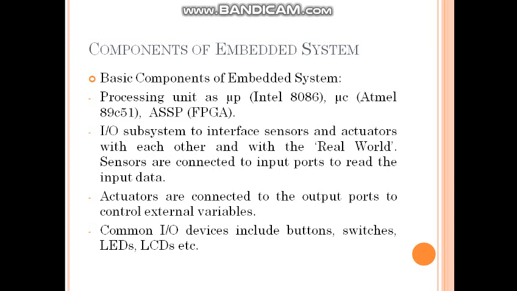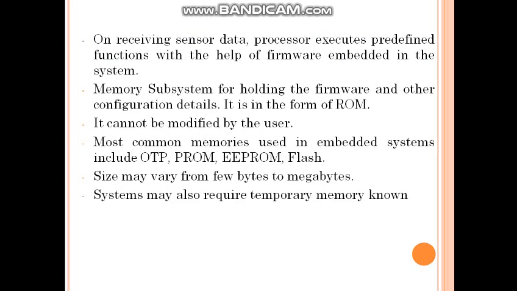The common IO devices include buttons, switches, LEDs, LCD. These are the basic examples. Here we take an example of button switches. Now button switches, are these input or output? Definitely it is an input device, whereas LED and LCD are output devices. Okay, so depending on that, on receiving the sensor data, the processor executes a predefined function with the help of firmware embedded in the system.